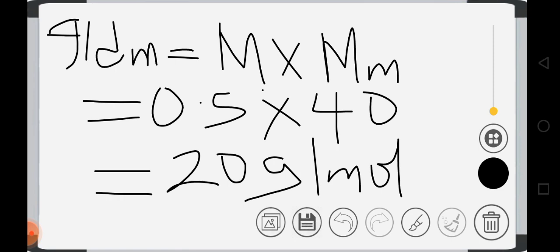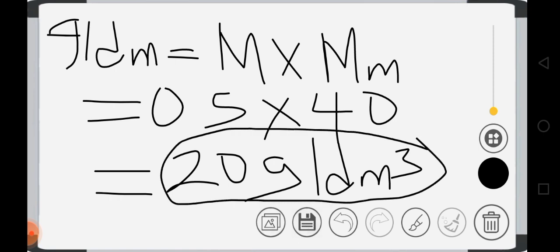Sorry, it's not grams per mole. It will be in grams per dm cube. That will be the concentration. Concentration is not in grams per mole; it is the molar mass that is in grams per mole. Concentration is per dm cube, per volume, so it should be either mass per volume or mole per volume. So this is the correct answer for this concentration.